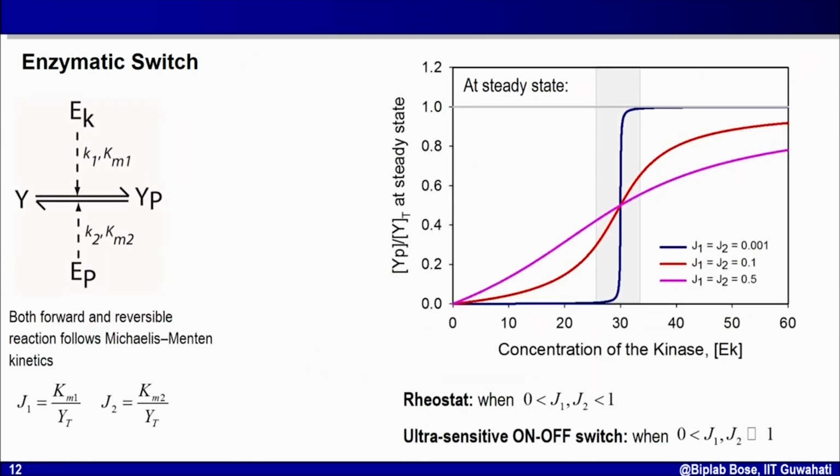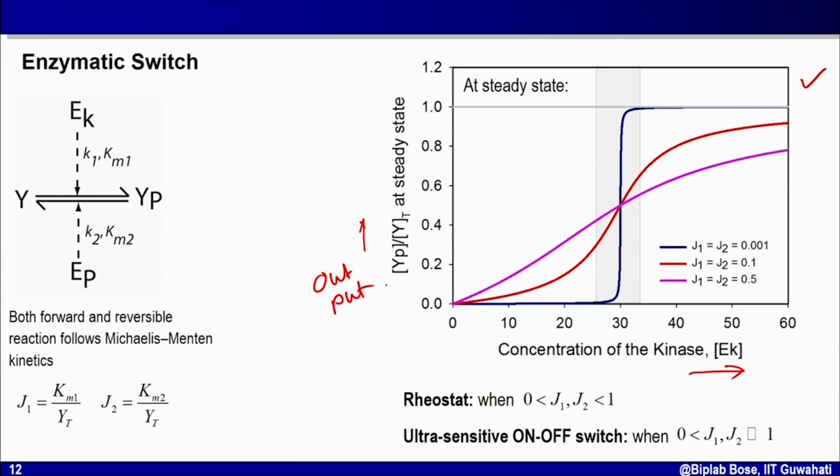So let us look into different behavior of this one. What I have? See, if I take this motif and derive that relationship between Ek and Yp by Yt the way I have done, then I can make a plot like this that's shown here. Here in the horizontal axis you have the concentration of the Ek, which you can consider as an input. Yp by Yt at steady state, you can consider as an output in your vertical axis.